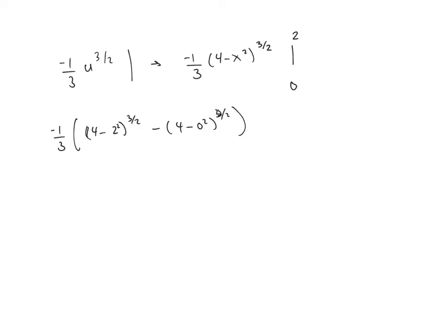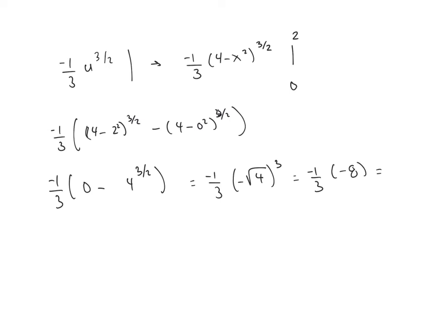All right, so 4 minus 2 squared is 0. To the 3/2 is still 0. And then 0 squared is 0, so 4 minus 0 is 4 to the 3/2. We can rewrite that as the square root of 4 cubed. So that's 2 cubed, which is 8. So we get negative 1/3 times a negative 8, or a positive 8/3. So we get definitely the exact same answer.